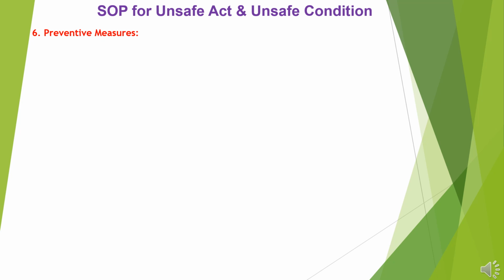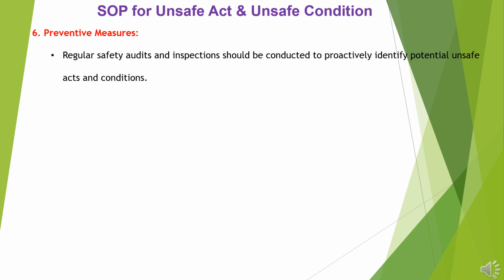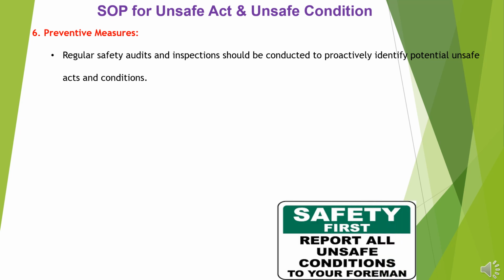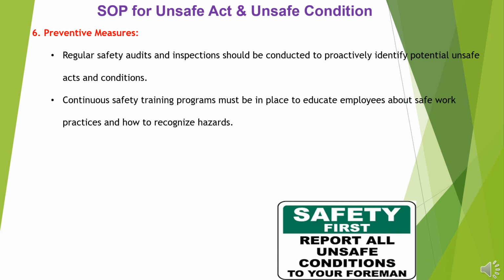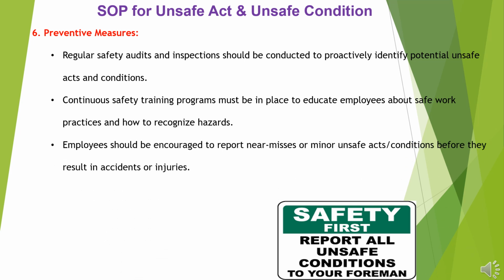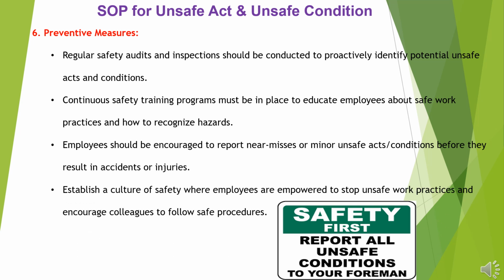6. Preventive measures. Regular safety audits and inspections should be conducted to proactively identify potential unsafe acts and conditions. Continuous safety training programs must be in place to educate employees about safe work practices and how to recognize hazards. Employees should be encouraged to report near misses or minor unsafe acts/conditions before they result in accidents or injuries. Establish a culture of safety where employees are empowered to stop unsafe work practices and encourage colleagues to follow safe procedures.